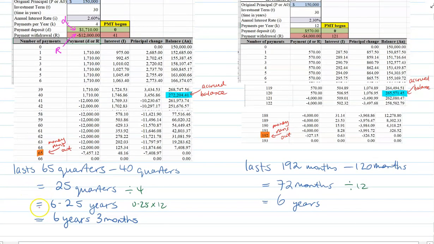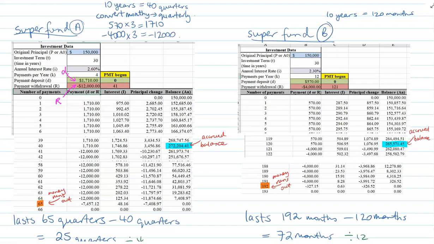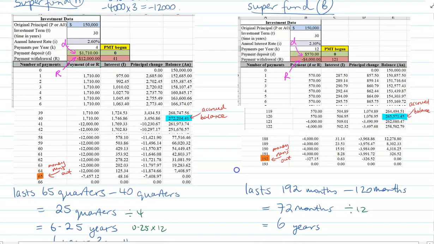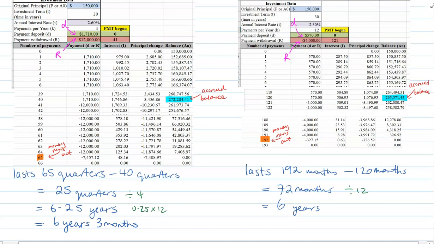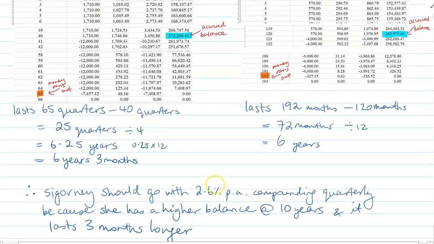You'll also notice that the balance she's accrued is $272,204.41. If I compare that to Super Fund B, so that's in monthly, my deposits are $570, my withdrawals are $4,000. So you can see that around the 192nd month, the money runs out. So if I translate that into years, it's a bit easier to think about. That's only 6 years.